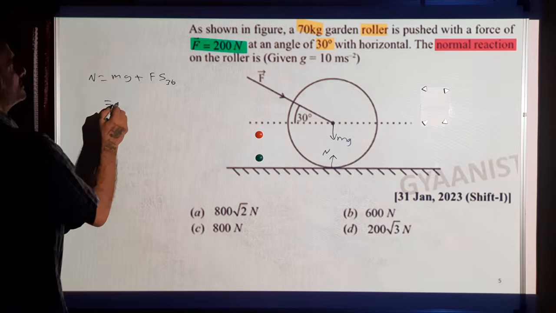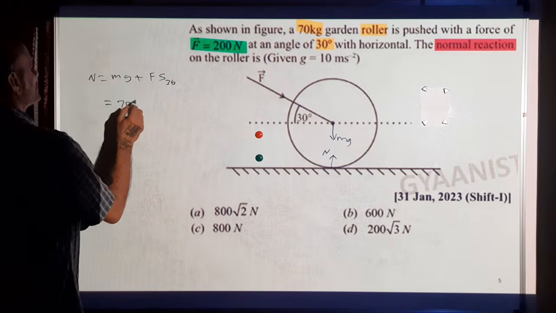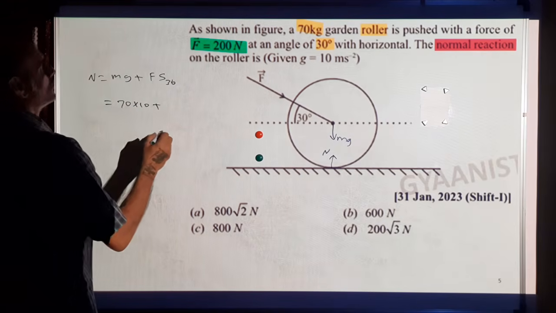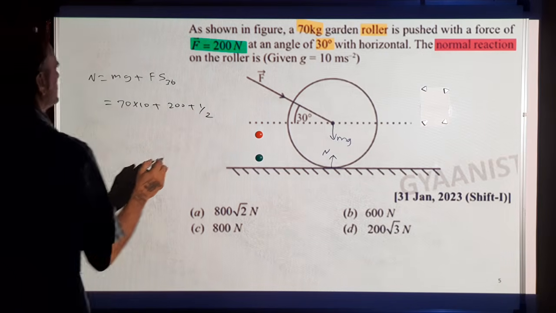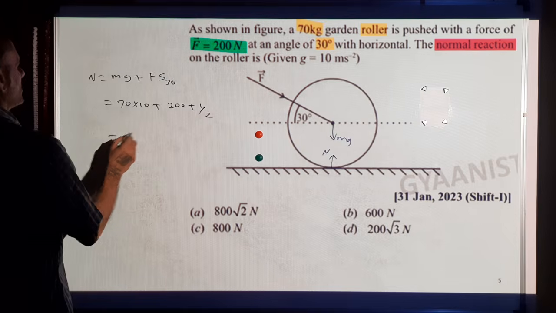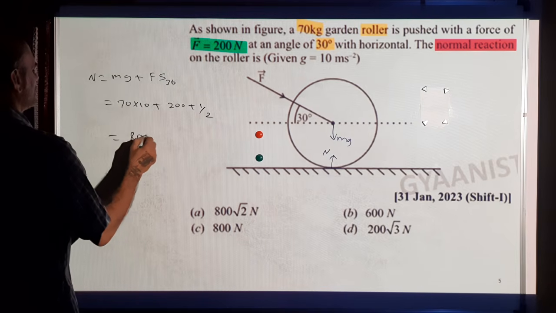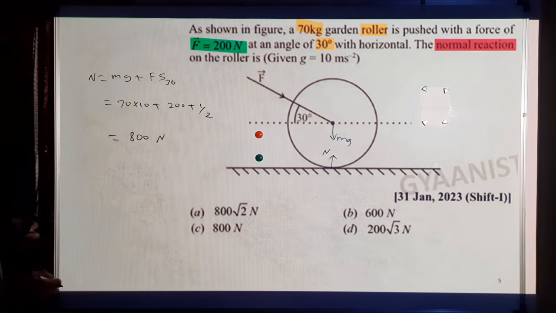Mass is given as 70, g is 10, force is 200 Newton, sin 30 is half. So 700 plus 100, 800. SI units, Newton.